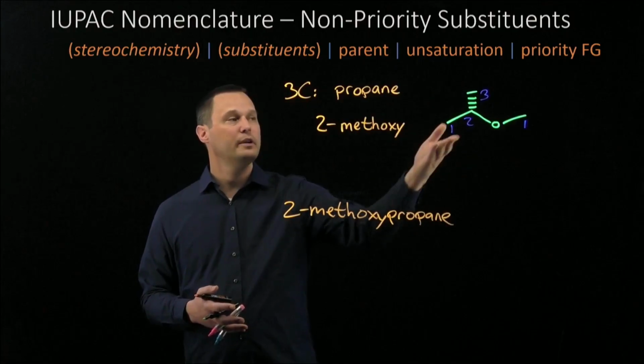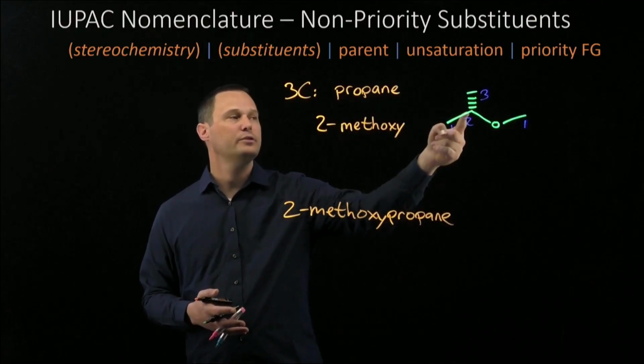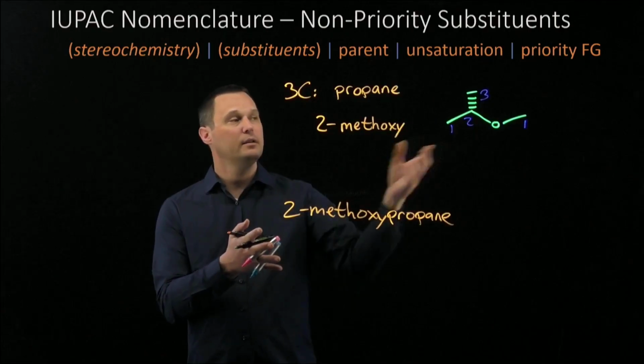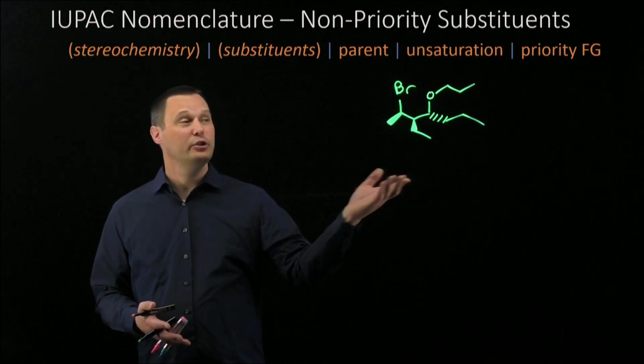Glancing through the molecule, there is no stereochemistry. Carbon number 2 has 2 identical methyl groups attached, so it is not a chiral center. 2-methoxypropane is the name for this molecule. Take a second, see what you can do with this molecule.